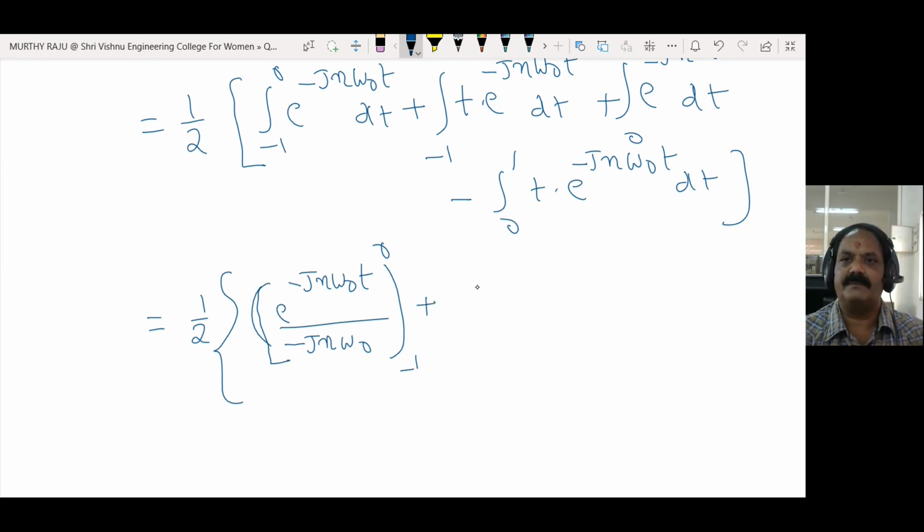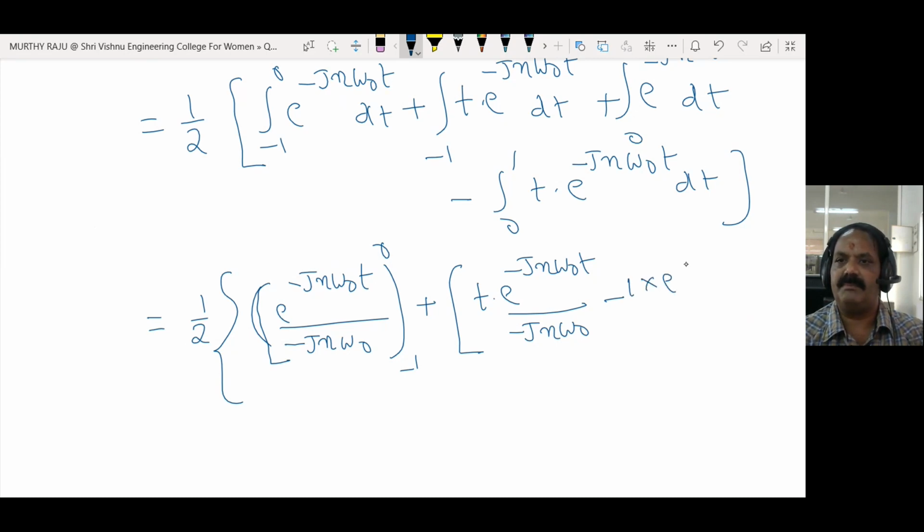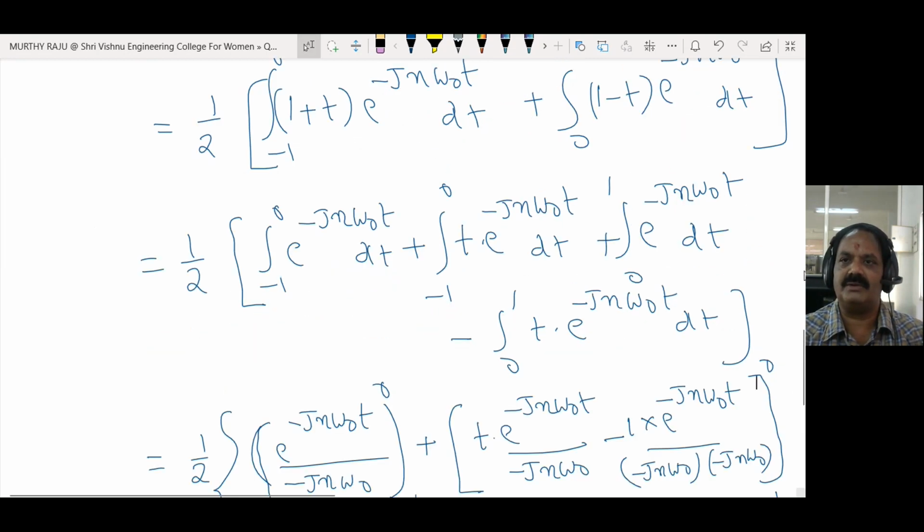And plus, for t e^(-jnω₀t), use the UV formula: t times e^(-jnω₀t) by (-jnω₀), minus the differentiation of t, dt by dt, that is 1, times e^(-jnω₀t) by (-jnω₀) times (-jnω₀). Limits are -1 to 0.